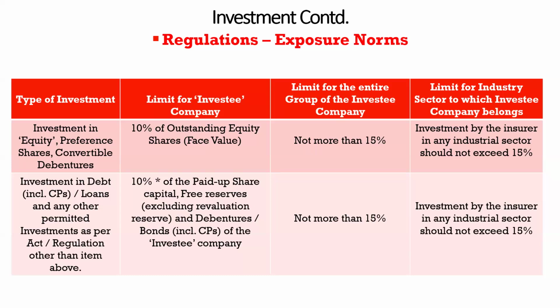Investment in debt, the same limit is there. Investment in debt, loans, and other permitted investment, 10% of paid up share capital, free reserves, and debentures. The only difference is that in case of equity and preference share, it will be 10% of outstanding equity, but in case of debt, it is on the net worth, paid up share capital plus free reserves. Again, revaluation reserve is not a free reserve, so it will not be considered. For the entire group of investee company, not more than 15%. And investment by an insurer in any industrial sector should not exceed 15%. So 15% is an overall limit for the investee company, for the group of investee company, and for the industrial sector.